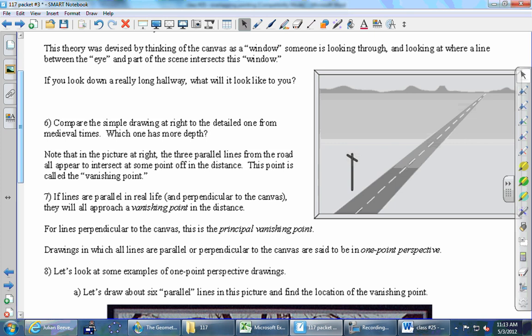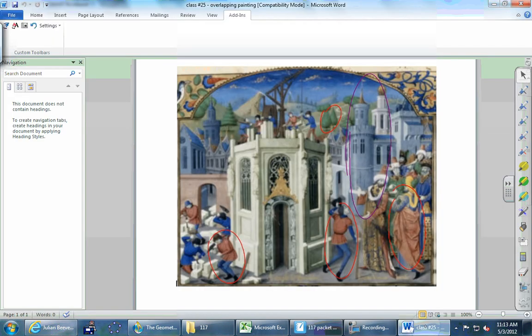Take a look at this picture right here. We've got a road fading off in the distance, some poorly drawn mountains back there, and a telephone pole. How does this thing compare in terms of 3D realism to our very meticulously drawn painting from 1200? Which one looks more 3D?